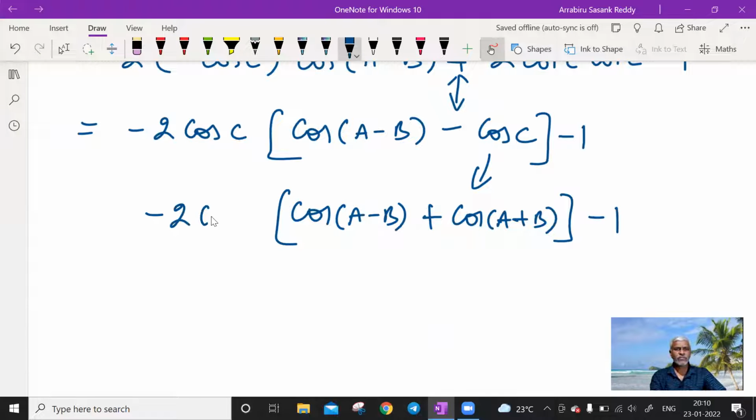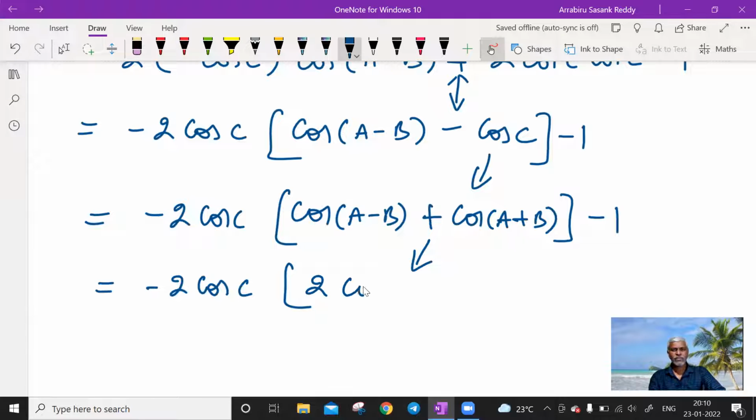So minus 2 cos C, cos (A plus B) plus cos (A minus B). If you add, it becomes 2 cos A cos B. This is the formula of 2 cos A cos B. So multiplying this 2 into 2, minus 4 cos A cos B cos C.